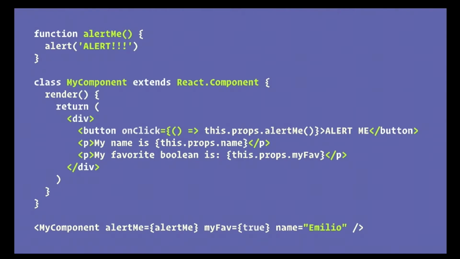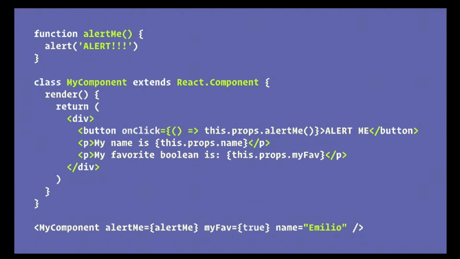If you look at this example here, we have a function called alertMe. And then we have our React component, MyComponent, which is extending from React.Component. A class component always needs a render method. It returns some JSX. There's a button with an onClick function. The onClick function is calling this.props.alertMe. There's a paragraph tag that says my name is this.props.name. Same with this.props.myFave. And at the bottom, we're rendering that component.